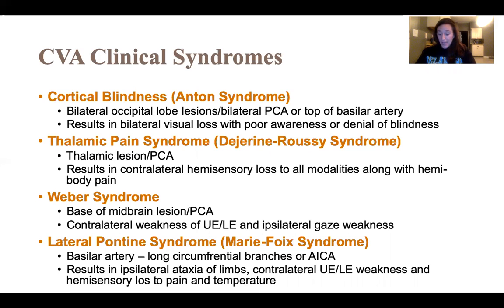So that can happen sometimes when our thalamus is involved in whatever infarct we have. Weber syndrome is our midbrain involvement, and it's sort of like our medial medullary, where it kind of mimics other presentations you see, but we see the contralateral weakness, and specifically we also see it paired with some gaze weakness.